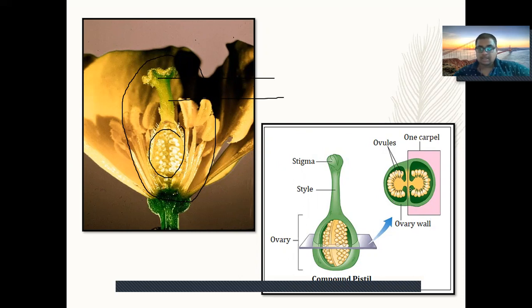Cross section means cutting the ovary in this manner. Consider this plate as a blade. If there is a razor blade and you cut the compound pistil or the gynoecium like this, you will get a cross section like this. Cross section means when you look at it from the top or the bottom part.